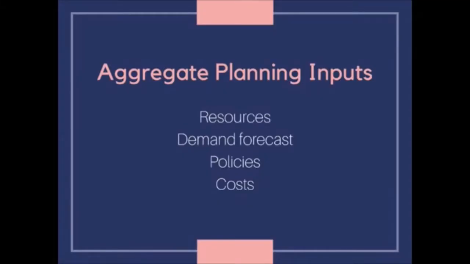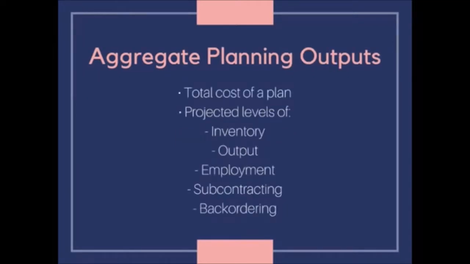Aggregate planning inputs consist of resources, demand forecast, policies, and costs. For the outputs, there are only two: the total cost of a plan and projected levels of the following: inventory, output, employment, subcontracting, and back ordering.